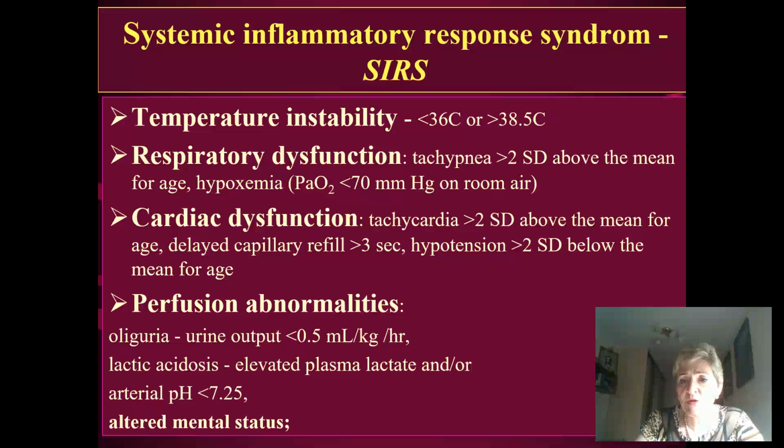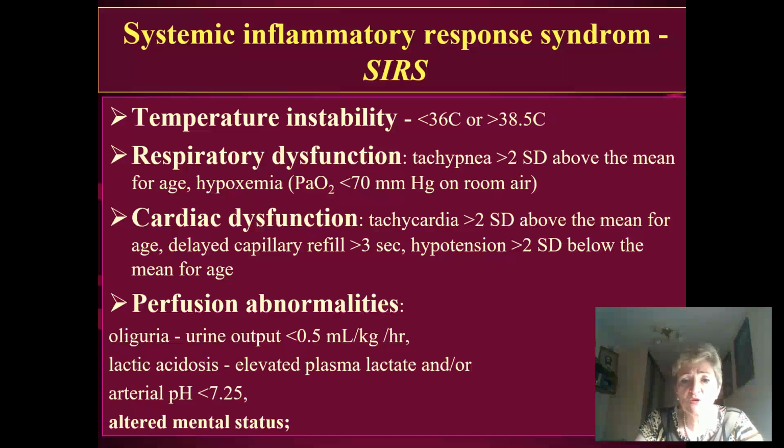respiratory rate more than 2 standard deviations above the mean for the age, or hypoxemia, when partial pressure is less than 70. Next, cardiac dysfunction: when you find in a newborn tachycardia, delayed capillary refill more than 3 seconds, and signs of hypotension, when blood pressure is more than 2 standard deviations below the mean for the age.